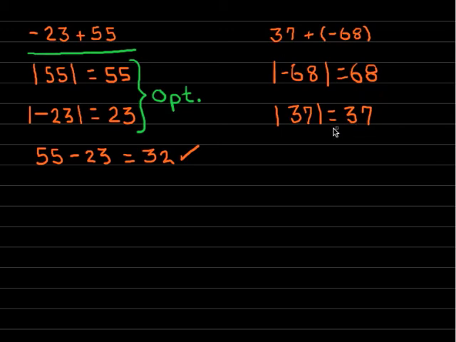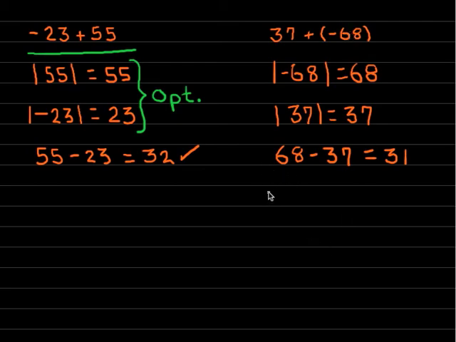I take the larger absolute value, 68. I subtract the smaller absolute value. 68 minus 37 is 31. I look at my two original numbers. I had 37 and negative 68. The number with the larger absolute value is negative, so my answer has to be negative.